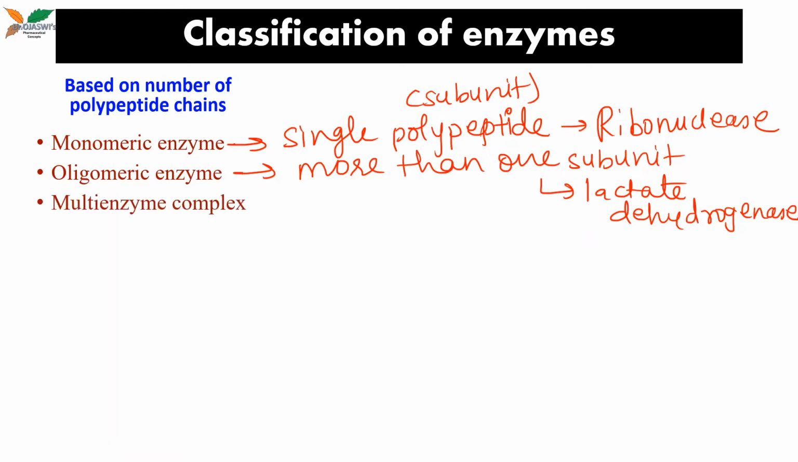Then the third type is multi-enzyme complex. This multi-enzyme complex possesses specific sites to catalyze different reactions in a sequence. So it's a complex of many enzymes together. The intact complex is functionally active and not the individual unit. So if they are separated, they may not be active. So it's a full complex of many enzymes.